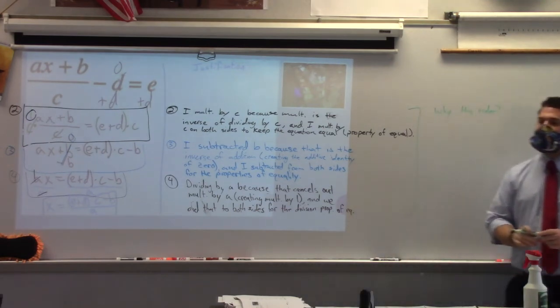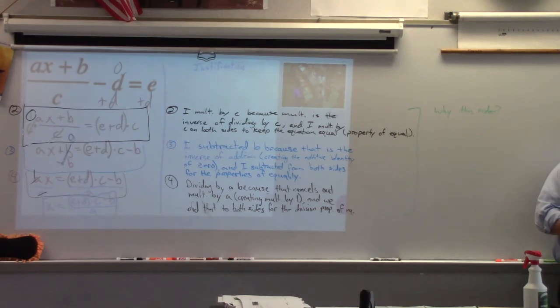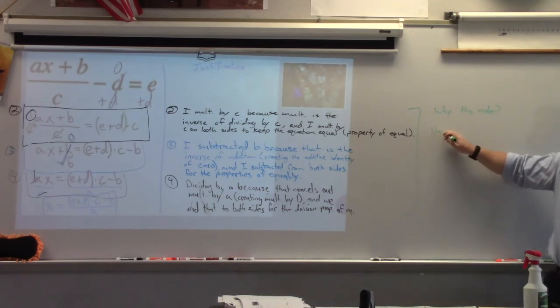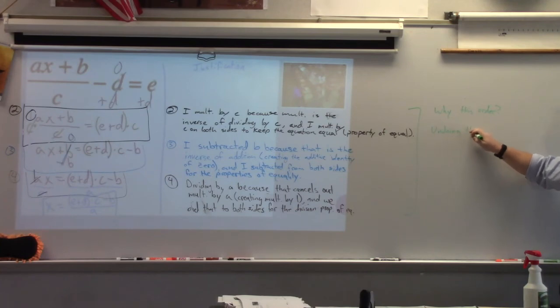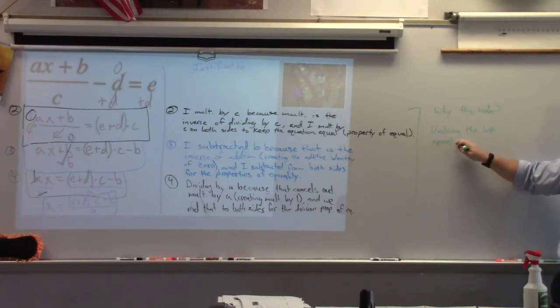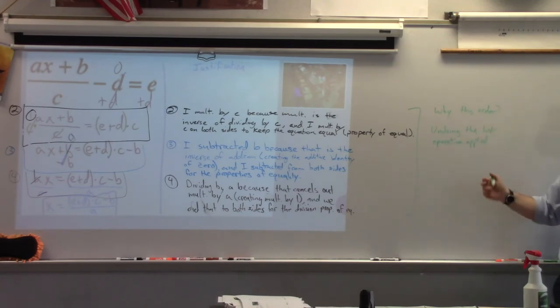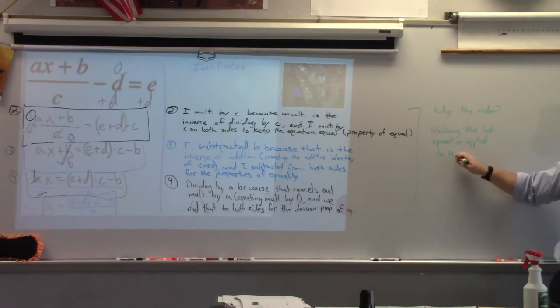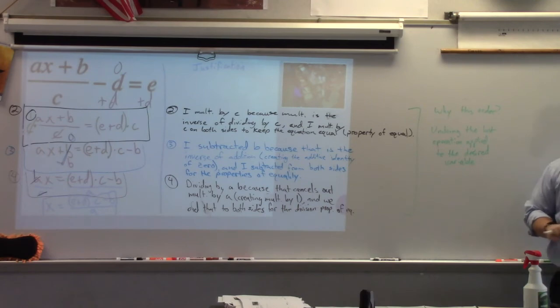But we do need to recognize and ask this question, why this order? Right, so we do want to indicate somehow that we are undoing the last operation. You could have done it differently, there are other ways, but this is the order that we have chosen to use here, so that we all have the same answer, right? So we're undoing the last operation applied to the desired variable or specified variable. It's an important detail. Okay.